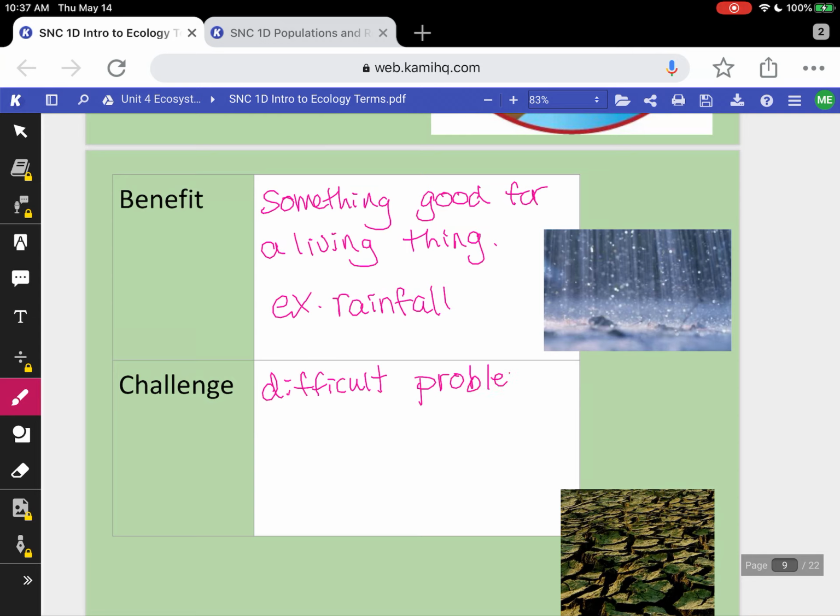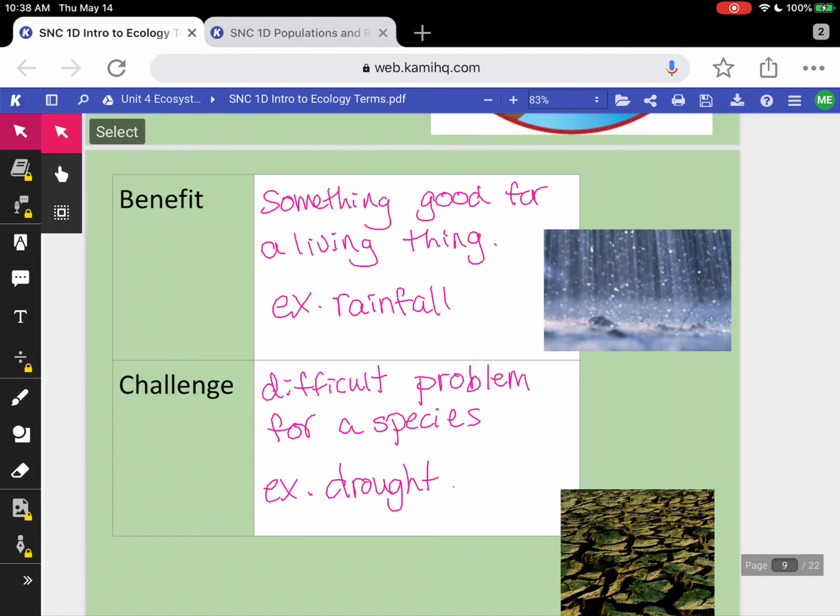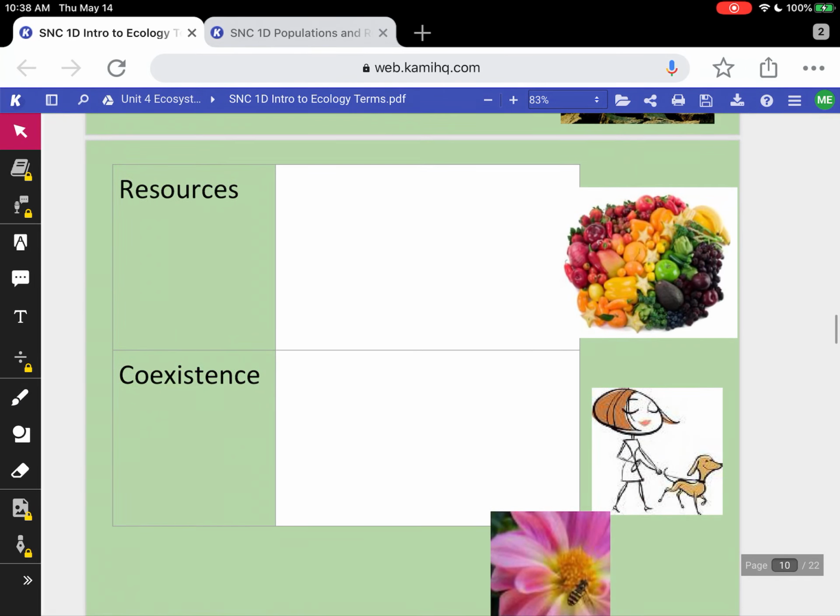So a challenge is a difficult problem for a species. So an example here could be a drought, i.e. having not enough rainfall. So while rainfall could be a benefit, which is something good for living things because it allows the food to grow, gives the animals water to drink, it could also be a challenge if it's not happening quickly enough. And so a drought where we're getting no rainfall could be a significant challenge for a species in an area where they live.